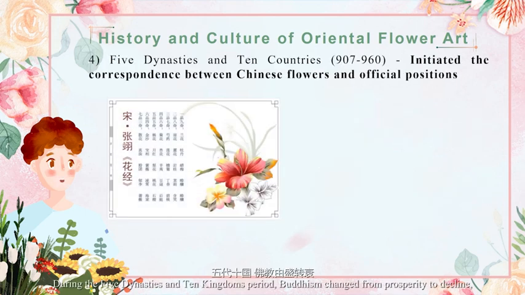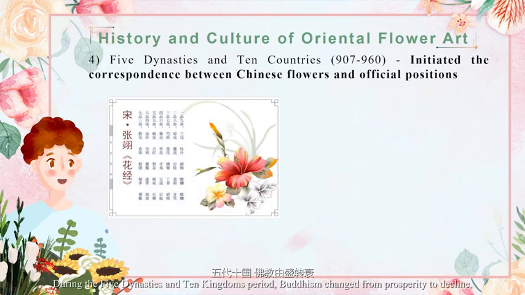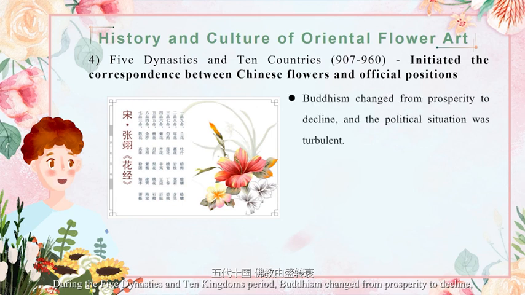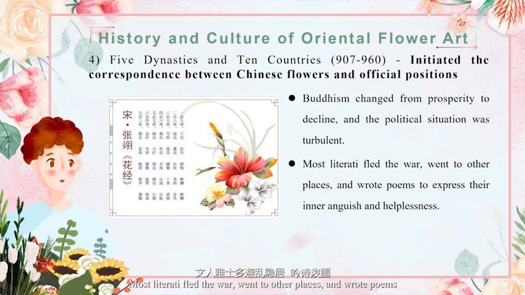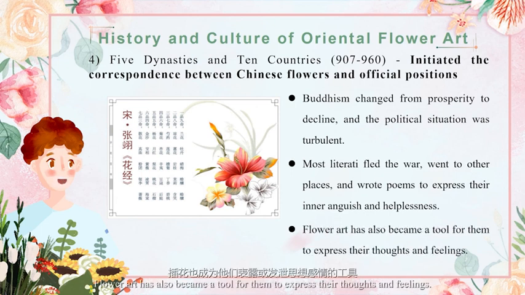During the Five Dynasties and Ten Kingdoms period, Buddhism changed from prosperity to decline, and the political situation was turbulent. Most literati fled the war, went to other places, and wrote poems to express their inner anguish and helplessness. Flower art has also become a tool for them to express their thoughts and feelings. In Hua Jing, Zhang Yi matched the quality of flowers with people's positions.